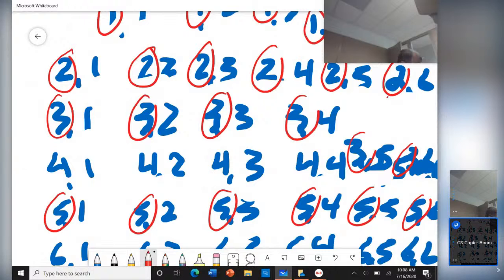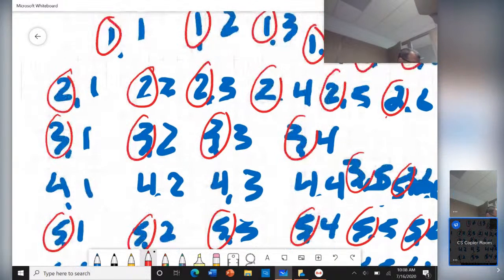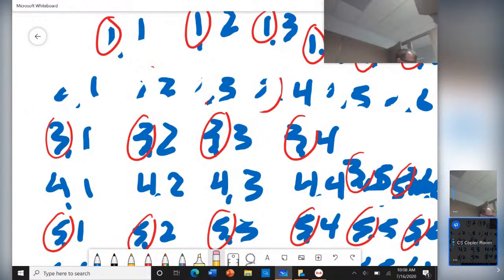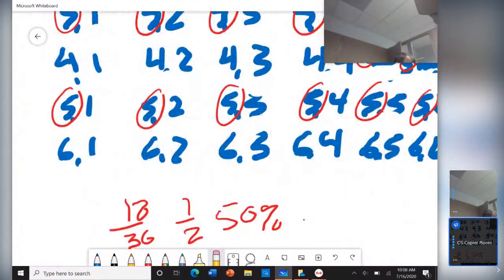Oh, it says not showing a prime number. I said showing. Okay, so hold on here. So it's going to be the 1s, the 3s, and the 5s are all prime numbers. So that's half of the 36. Once again, it's going to be this right here. 18 of the first numbers are prime, which is 1/2, which would equal 50%.